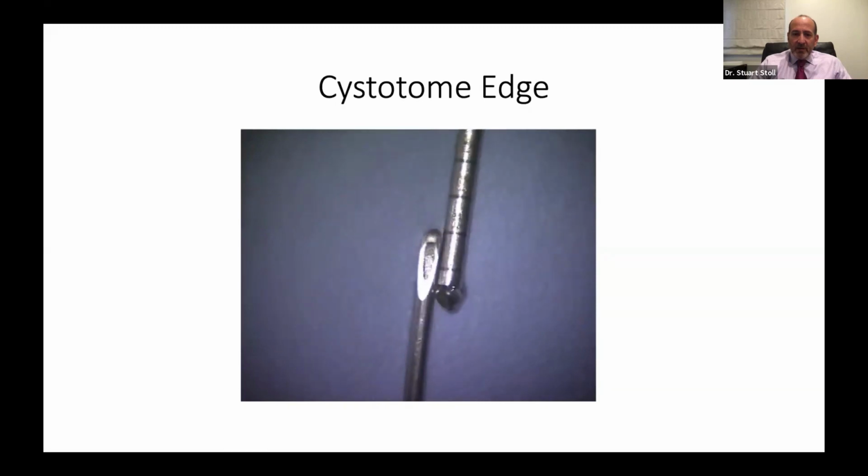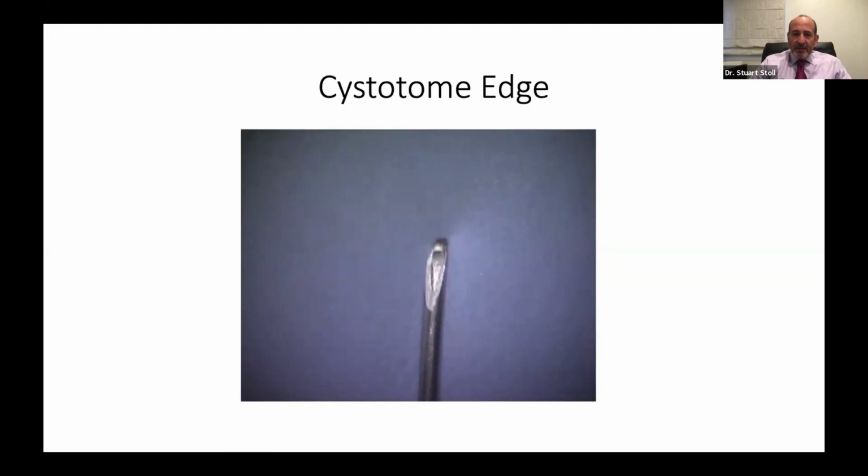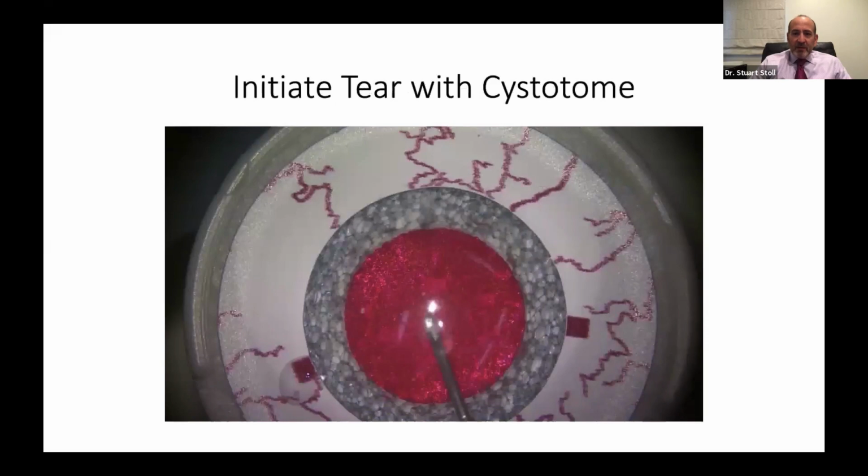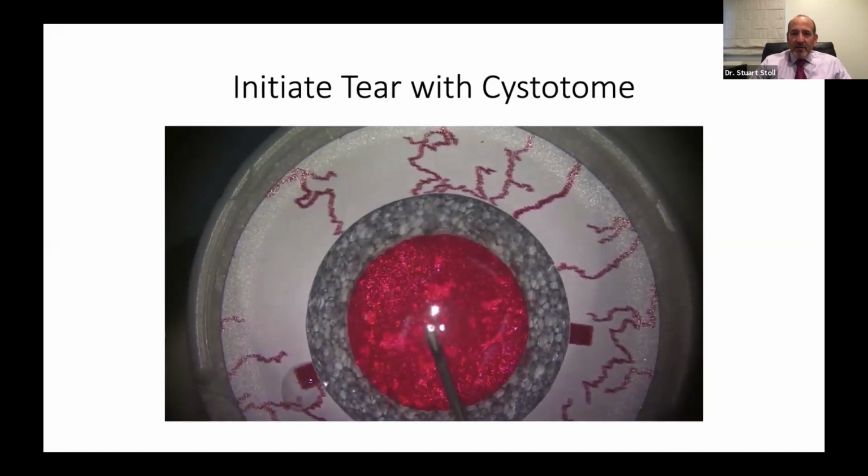It's just showing, there's in better focus now. That's the cystotome needle. There's the side. That's the cutting edge right along there. That's what we want to use to cut the capsule predictably. So here we are. We're going to initiate the tear with the cystotome. We're right in the center. The light reflex is there.